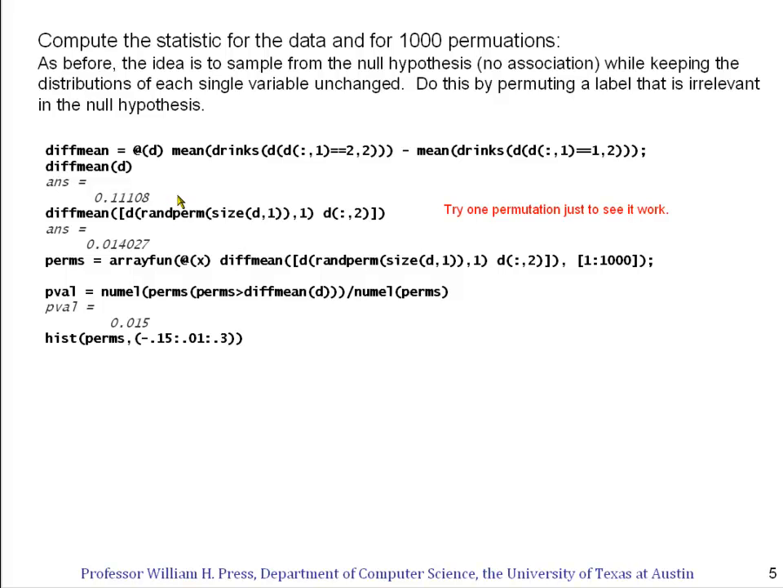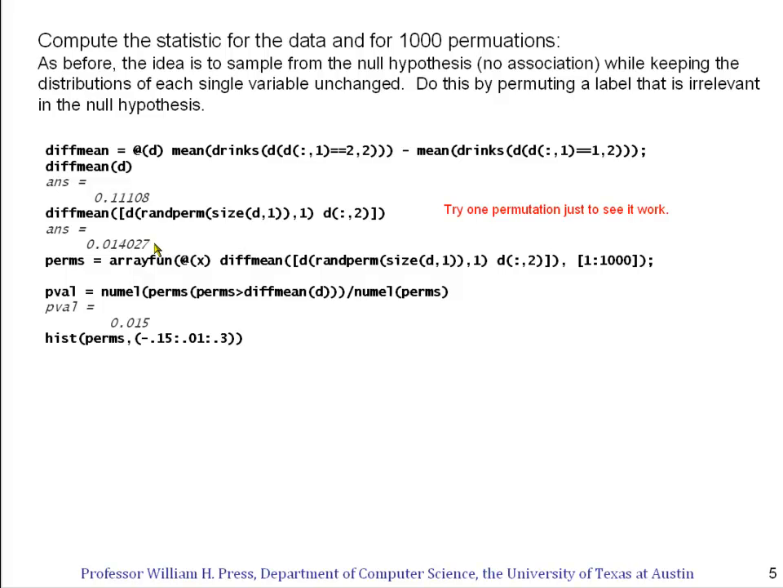Now we're going to do random permutations. Let's just try one of them first. All we have to do is apply this diff mean function not to the matrix D, the real data as we did here, but to a matrix where we randomly permute the first column of D but leave the second column alone. You could, of course, randomly permute the second column also. It doesn't matter because a random permutation of either column randomizes the association. So we're doing just one permutation here to see if it works, and we get an answer out for the difference of the means. Looks pretty different from the real data, 0.11 versus 0.014.